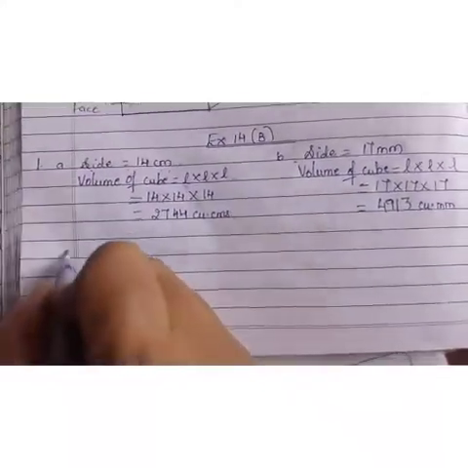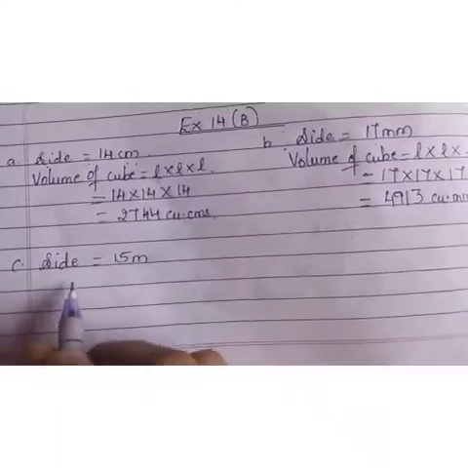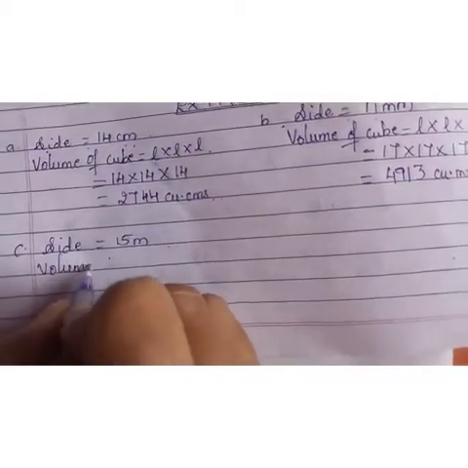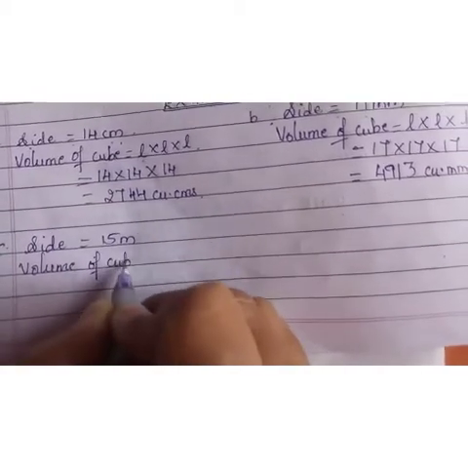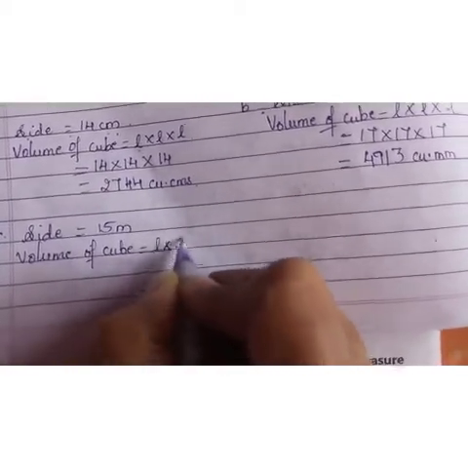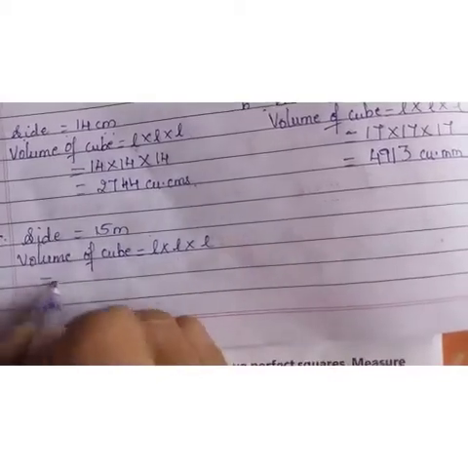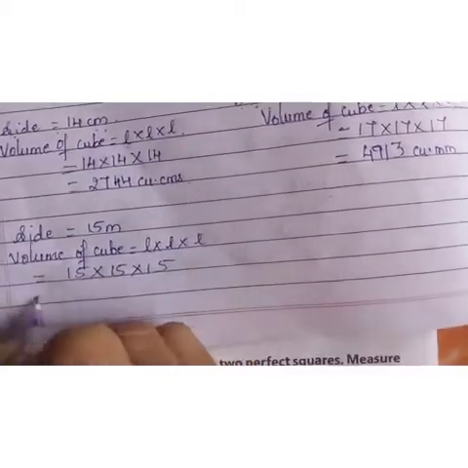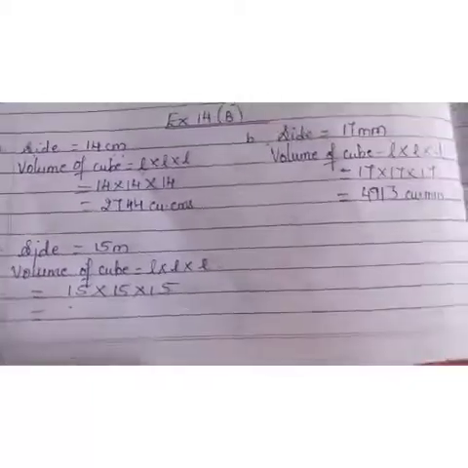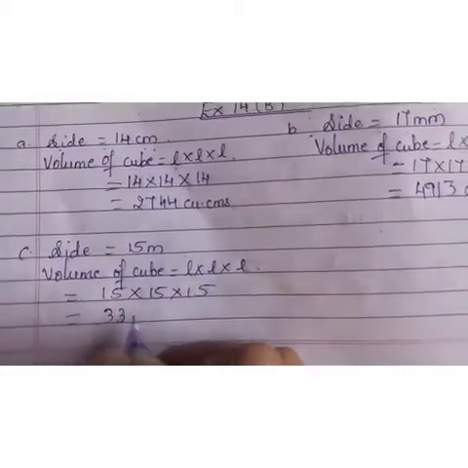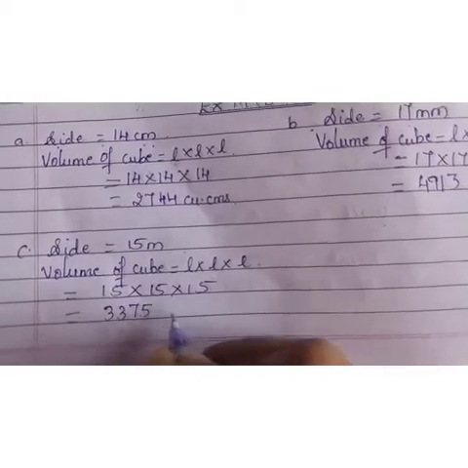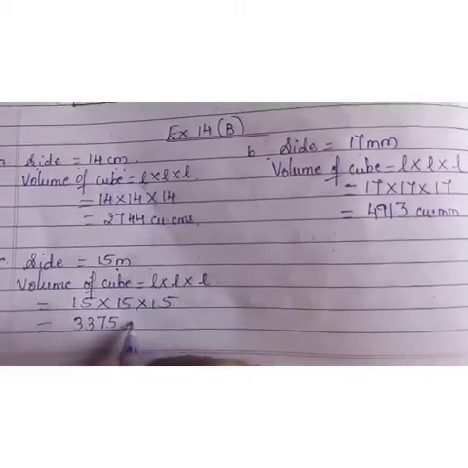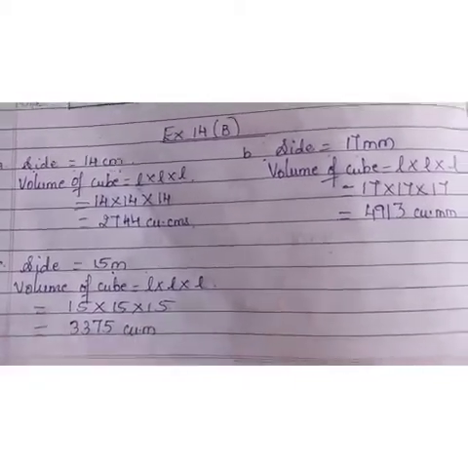Now moving to question number C. Side is equal to 15 meters. Again write the formula. Volume of a cube is equal to L into L into L, that is 15 into 15 into 15. Multiply. When you multiply, you get the answer 3375. Now what will be my unit? As it is in meters, you have to write cubic meter.